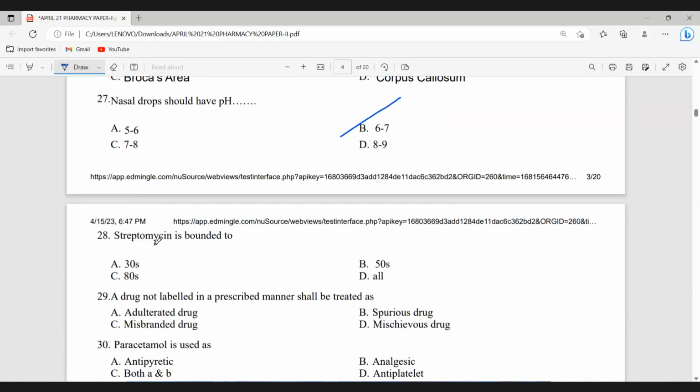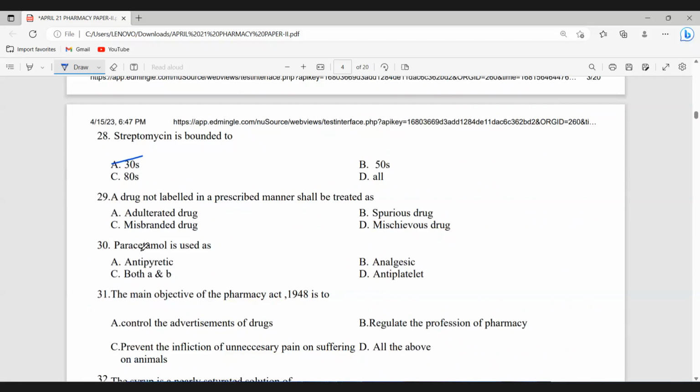Then 28. Streptomycin binds to which type of RNA? It will bind to 30S. Do you know the mechanism of action of streptomycin? If you know, you chat, we know. If you don't know, okay. Streptomycin, it will mainly bind to... you note down what I am dictating.